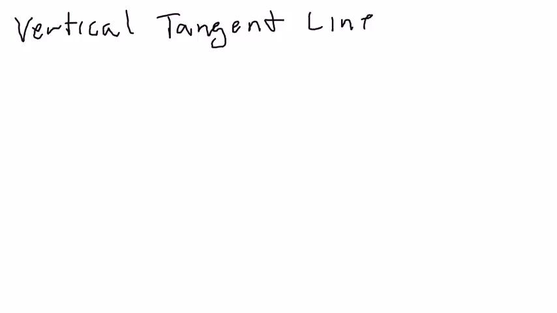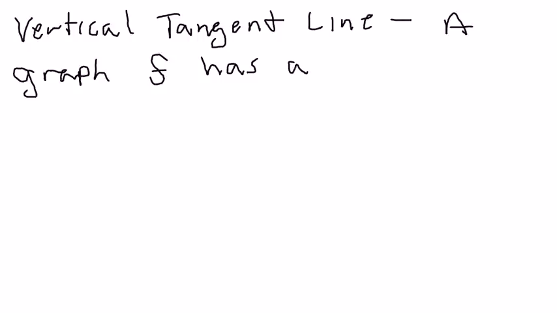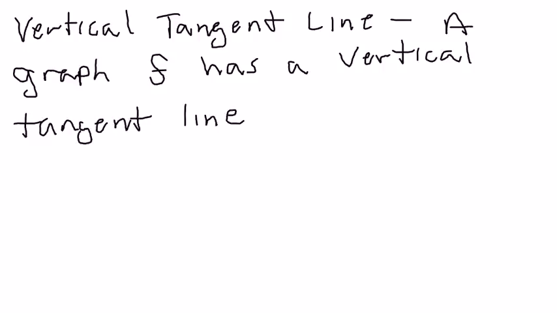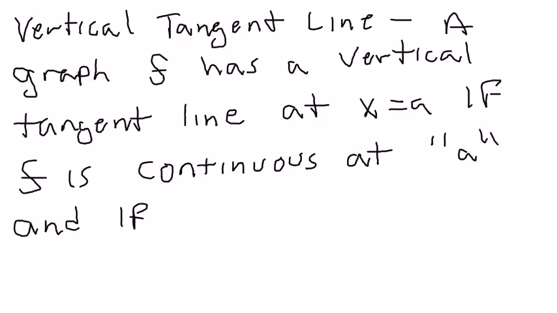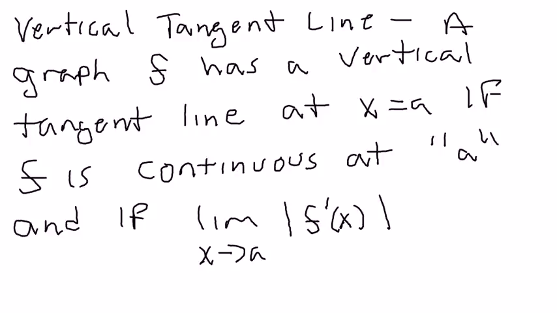Theoretically, or when you put it into the proper notational form, the definition of a vertical tangent line, you'll say that a graph f has a vertical tangent line at x equals a if the original graph f is continuous at a, and if the limit as x approaches a of the absolute value of the derivative of the function goes to infinity. The absolute value of the derivative. So you can go positive infinity or negative infinity.